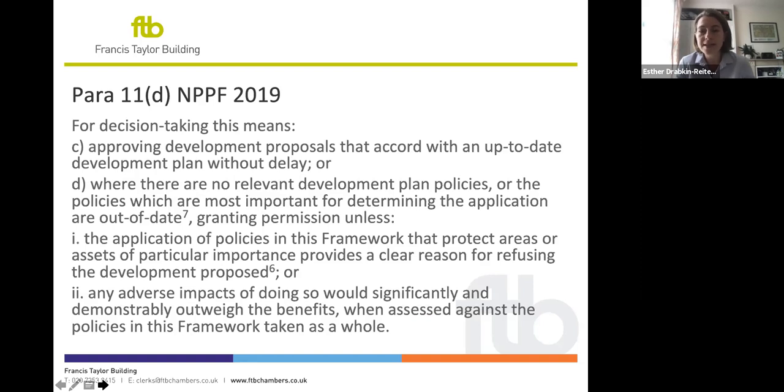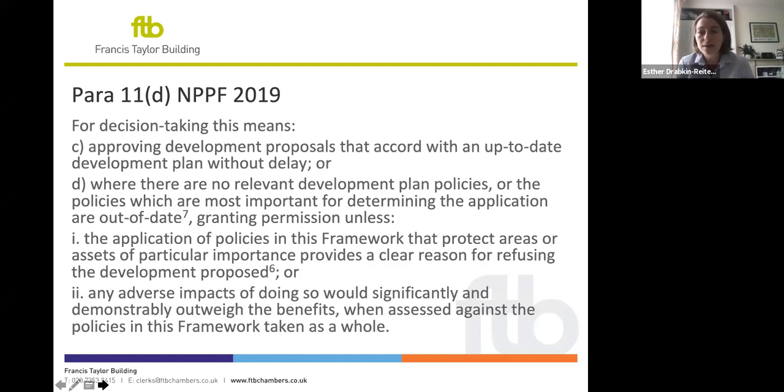And then paragraph D sets out 3 triggers for the tilted balance. First, where there are no relevant development plan policies. Second, where the policies which are most important for determining the application are out of date. And third, a deeming provision in footnote 7, which says that policies are considered out of date in applications for the provision of housing in certain specified situations as set out in that footnote.